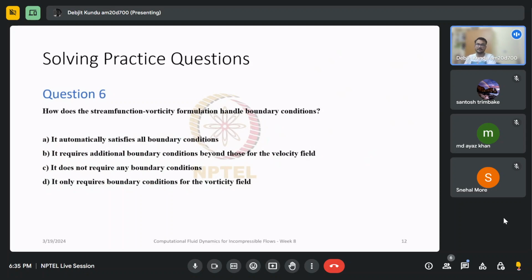Now, this is regarding the boundary conditions. So, how does the stream function vorticity formulation handle boundary conditions? Is it option A, it automatically satisfies all boundary conditions? Is it option B, it requires additional boundary conditions beyond those that are given for the velocity field? Is it option C, it does not require any boundary conditions? Or is it option D, it only requires boundary conditions for the vorticity field, that is omega? So which one should it be? Read the question carefully. If you have any doubt, you can ask. And if you have figured out the solution, you can type in the chat box or you can unmute and answer as well.